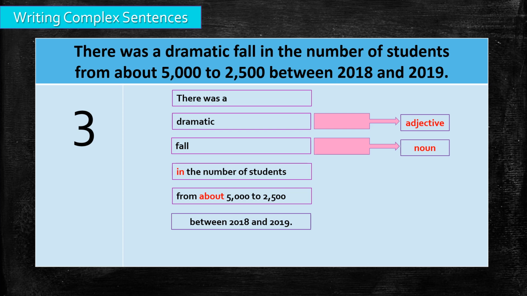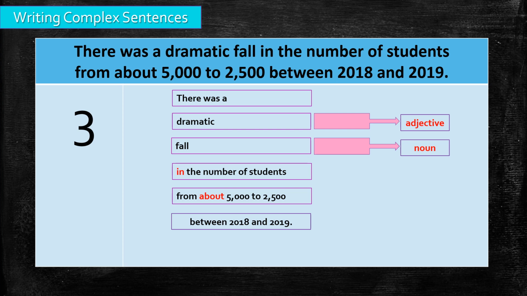Now the adverb dramatically, which we used in the previous sentence, we are using it as an adjective. So it should come after there was a and before a noun, and remove ly to make it an adjective. Dramatic is an adjective, dramatically is an adverb. Fall is a noun, fell is a verb. So adjective always comes before a noun, whereas adverb comes after a verb. You said fell dramatically. Here you say dramatic fall.